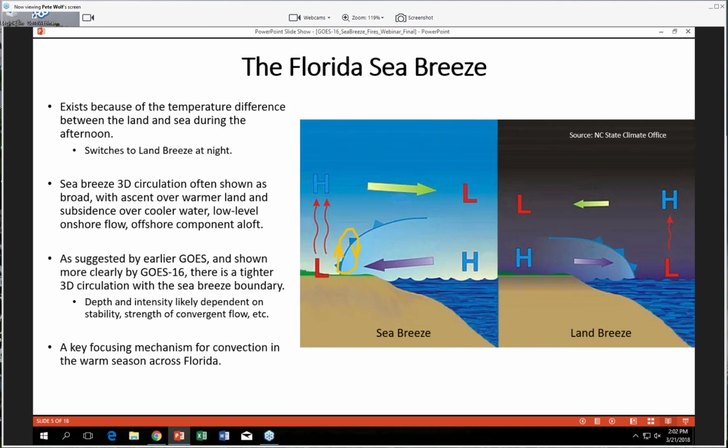However, what we've seen on satellite, older satellite, and even more so with GO16, has been what appears to be a tighter, more compact circulation with the sea breeze boundary itself, where we have lift above the convergence along the boundary, and then immediate sinking right behind this apparent boundary that exists. And we note this from clearing skies on the backside of the sea breeze, even over land, despite the fact that behind the sea breeze it's as unstable or more unstable than ahead of it. And so I'll show you that here in a moment.